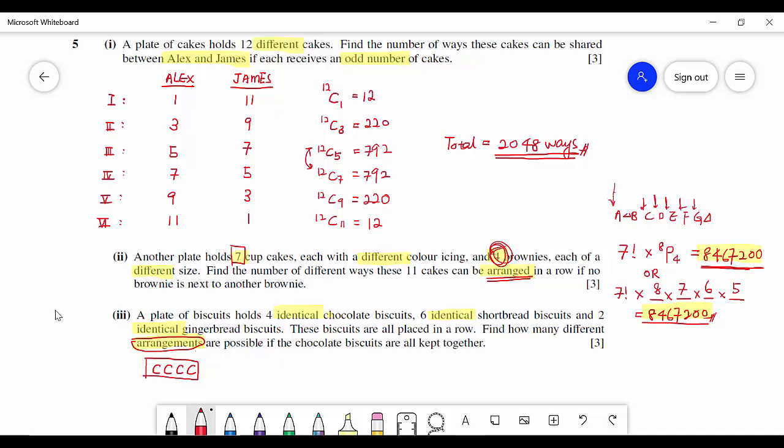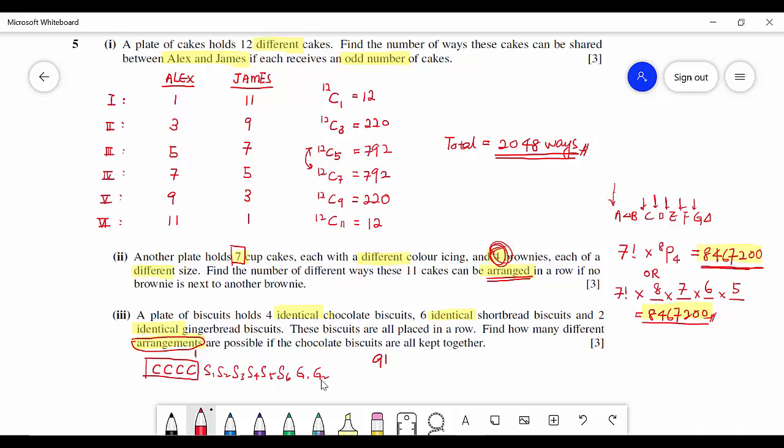Okay, so this is only one item. You consider them as one item only. And then you are having 6 shortbreads and also 2 gingerbread. All right, so now because all the chocolate biscuits you want to keep them together, you treat it as one unit only. So this one is one unit only plus 6 shortbreads and also 2 gingerbread. So that means in total you want to arrange 9 items.